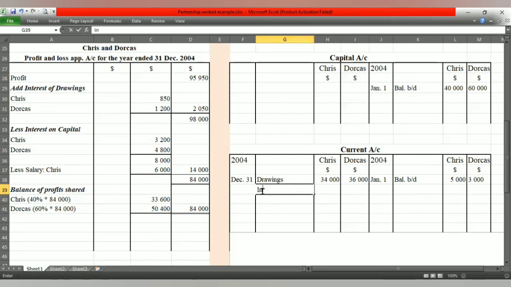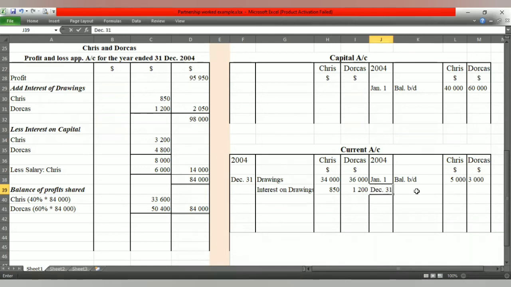So our details is interest on drawings, and the very same value you have in the question there. Chris is $850, while Dorcas is $1,200. We now move into interest on capital. What effect does interest on capital have on the partner's worth? The interest on capital increases the partner's worth. So therefore, you're going to credit this value.